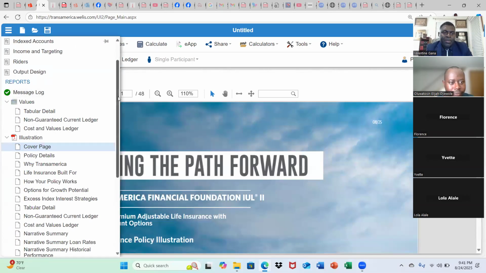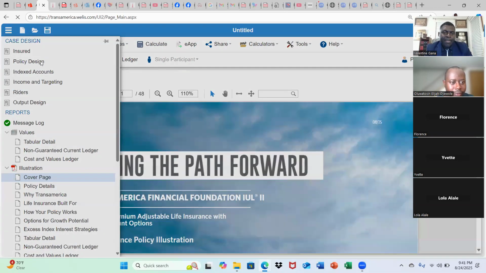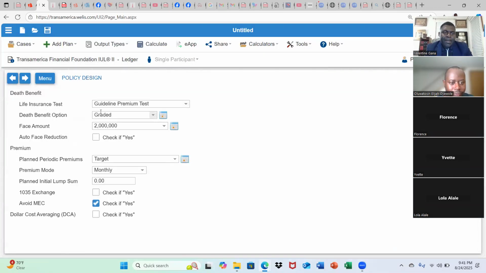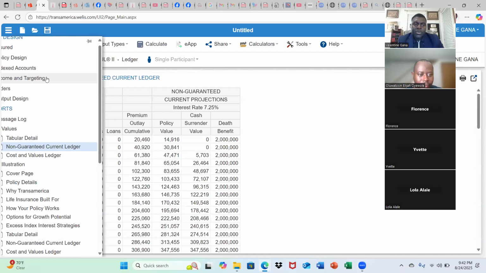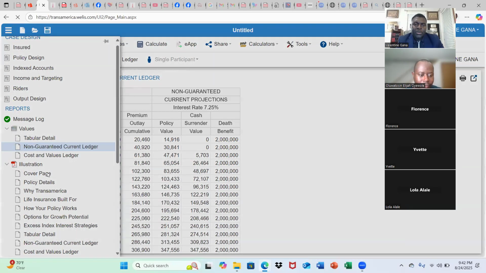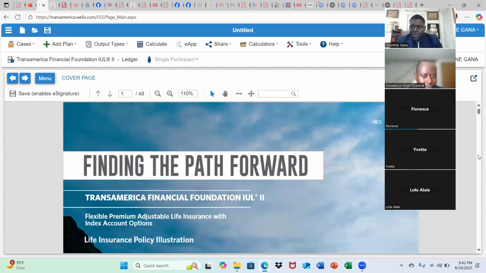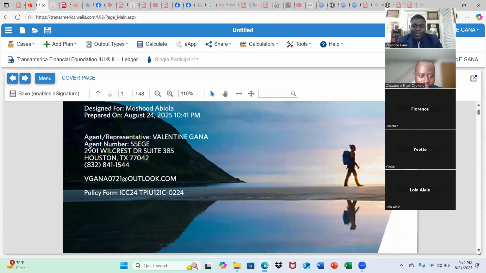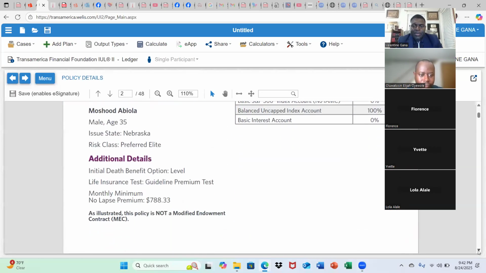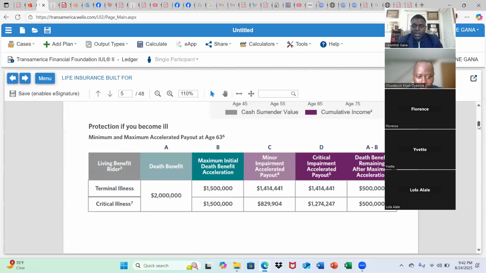Let's go to the menu. The design here. Okay. Remember, death benefit option graded, that was option B. If we put it as level, level is option A. Put it as level, that's the only thing we change. We click on calculate. Again, let's go to the cover page. Nothing changes. Premium is still the same. Face value is still the same. Okay. But let's scroll down to the numbers.